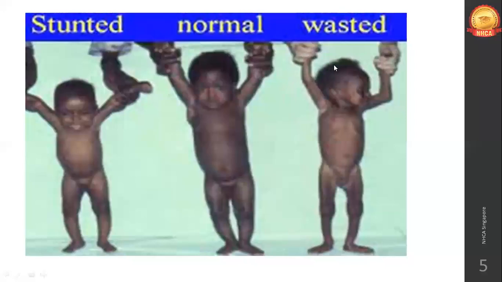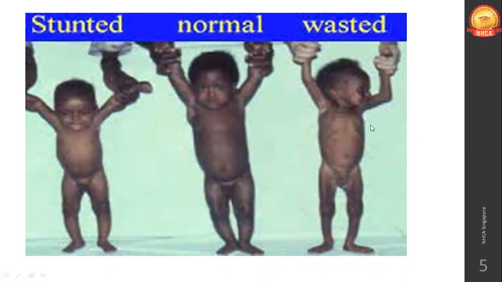Now come to the wasted part. The child who is wasted, who is suffering from muscle wasting, what difference do you see as compared to a normal child? Yeah, marasmus, the rib cage, severe wasting. What do you see of the height? What can you make of the height? Yeah, old man kind face.